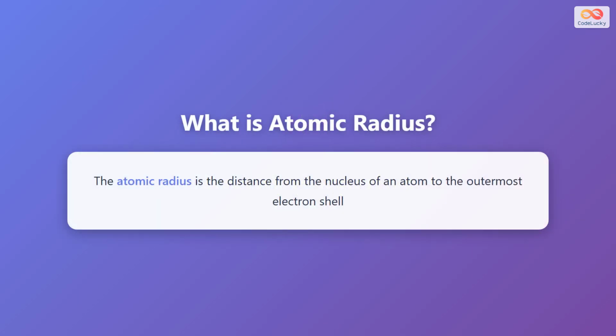The atomic radius is defined as the distance from the nucleus of an atom to the outermost electron shell. In other words, it tells us how big an atom is. Think of it as measuring from the center of the atom to its outer edge. This measurement is crucial because it affects how atoms interact with each other and form chemical bonds.